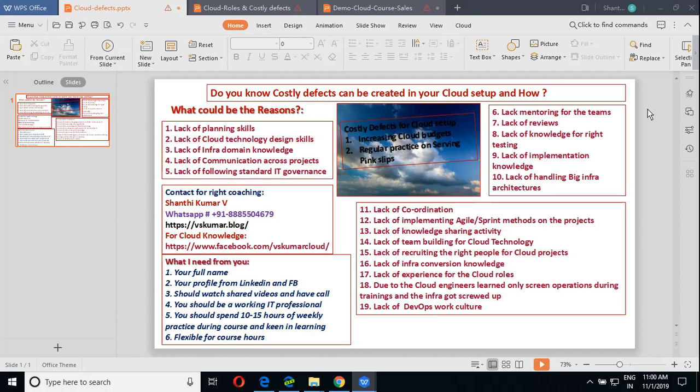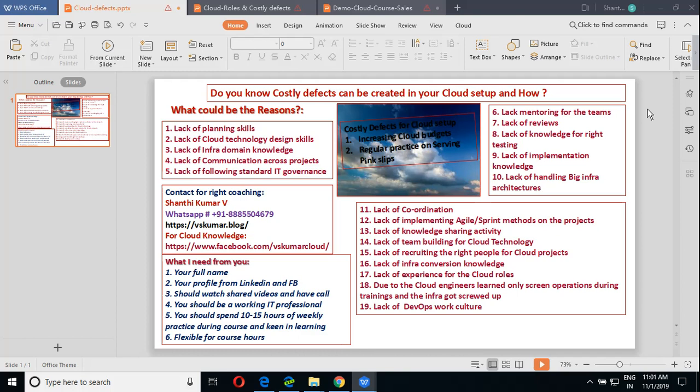Then eighth one is lack of knowledge for right testing. Yes, obviously the people who are all working on the cloud projects, they all came from different backgrounds from the past roles. They don't have testing skills obviously. With that what happens, proper testing will not happen.